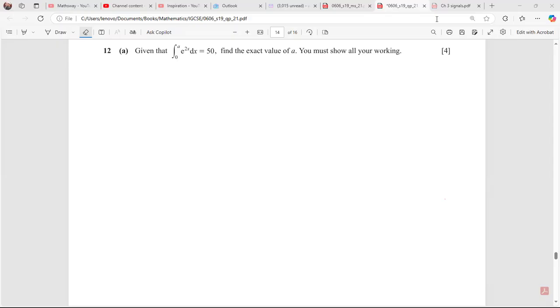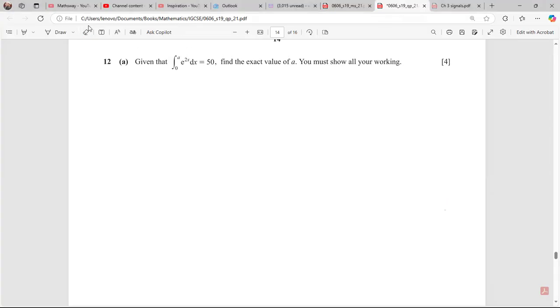We will be doing question number 12. This is the last question of this exam. Okay, so we are given that this integral, the integral of e to the power 2x dx from 0 to a, is equal to 50, and we need to find the value of a.